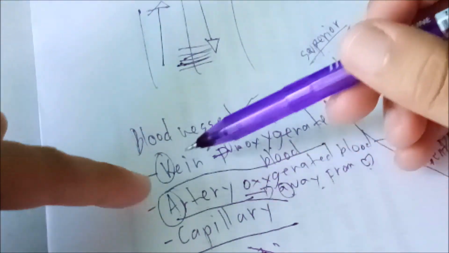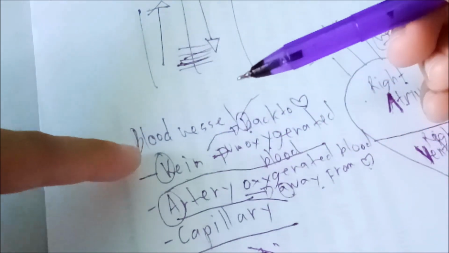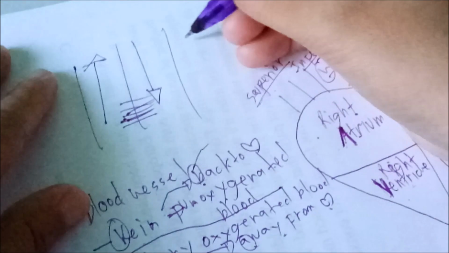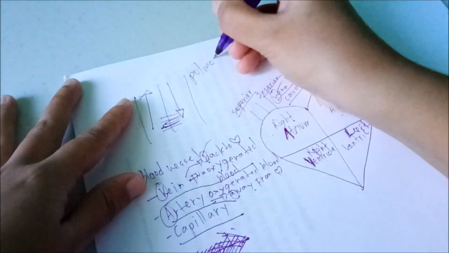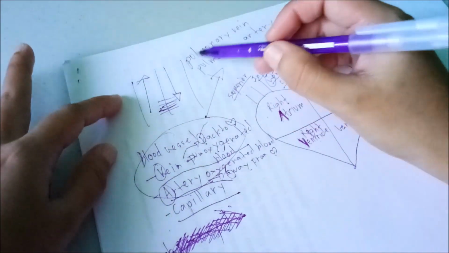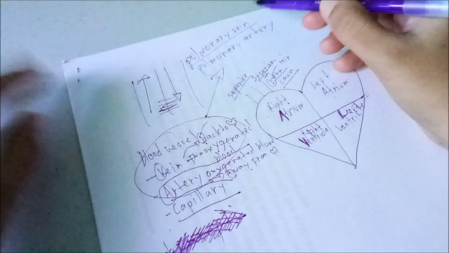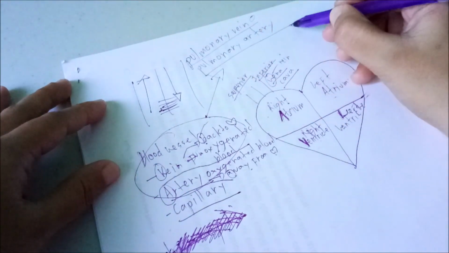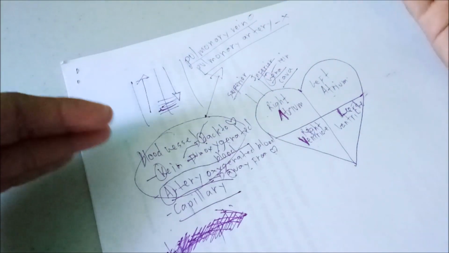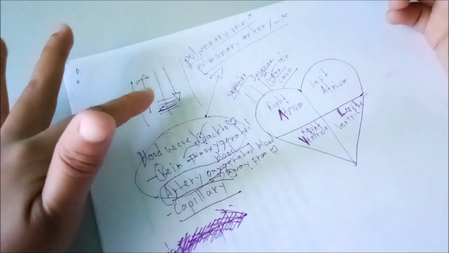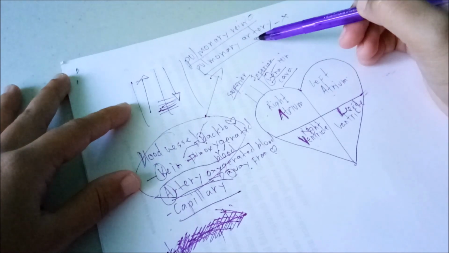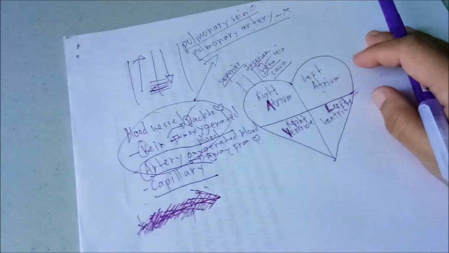And another one, there's an exception to the rule. The pulmonary vein and pulmonary artery don't follow this rule. They are the only exception to this rule. Why? The pulmonary vein carries oxygenated blood. The pulmonary artery carries unoxygenated blood. But in the rest of the body, all veins carry unoxygenated blood and all arteries carry oxygenated blood. That's the only exception to the rule.